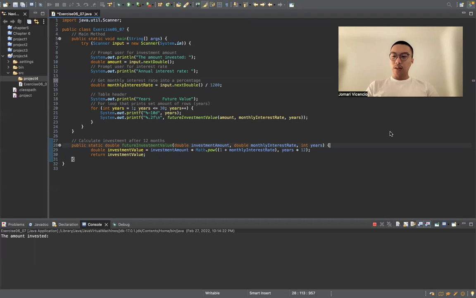So the main focus of this project was to calculate the future value of any investment at any given rate for any number of years. But in this case, that amount of years was 30.